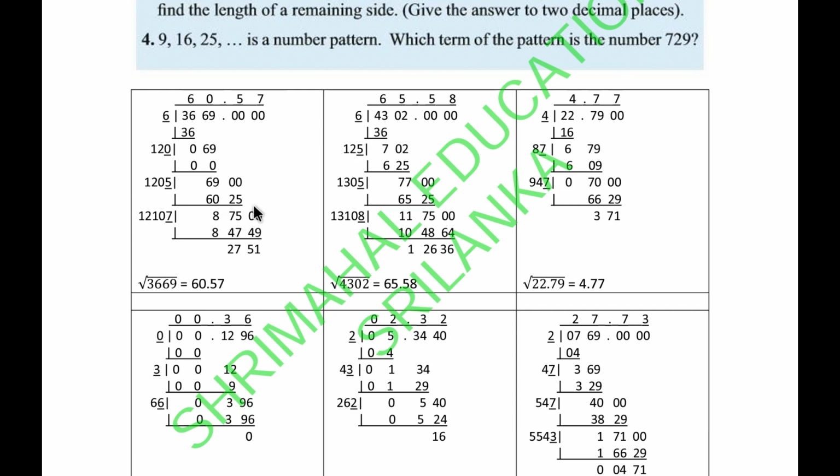Bring these two zeros down. Now again we calculate 605 times 2, which means 1210. So you put 7 here and you put 7 here, multiply and see, it's 84,749. After you subtract, you get 2,751. So the root of 3,669 equals 60.57.